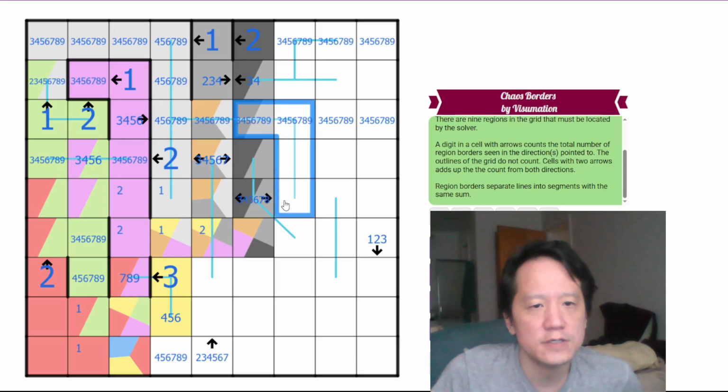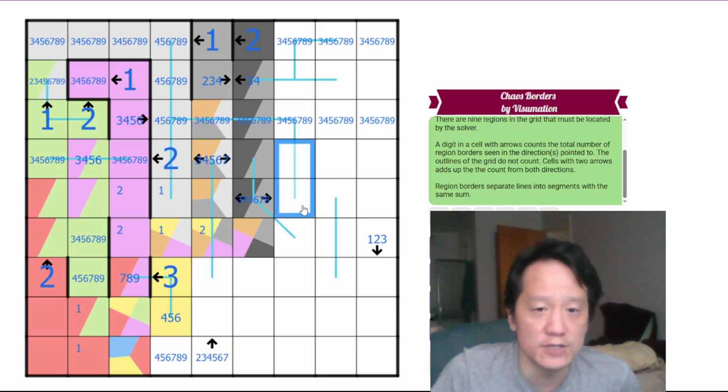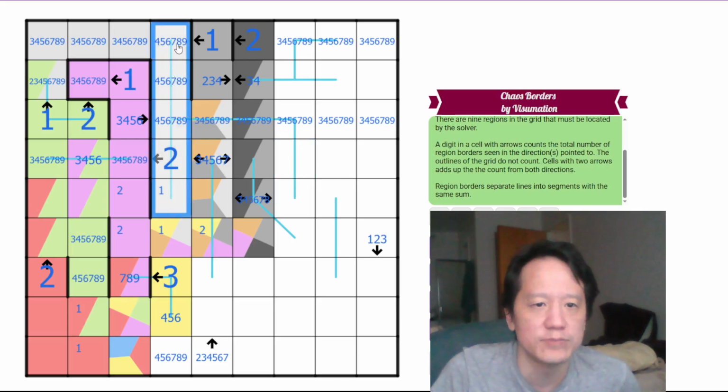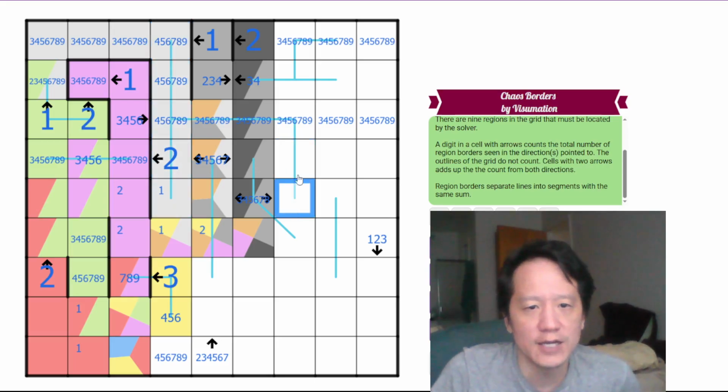Because if you try to have only these 3 be part of the same region, obviously, okay, so you can't have these 2 by itself be the same region. If these 2 are by itself the same region, the most they can add up to is 17. The minimum this can add up to is 18. So this is 17 at most if this is 2. It cannot be just 2 by itself.